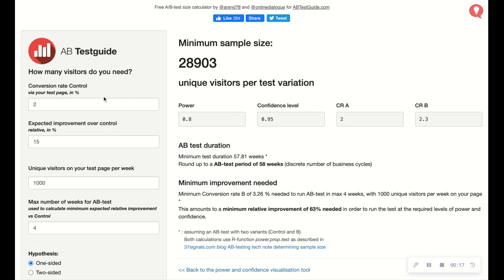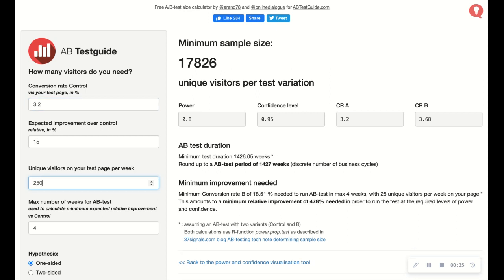So the two bits of information that you need are your current conversion rate and how much traffic you're currently getting. So let's say your current conversion rate is 3.2%, and you get about 1,000 hits to your site a month. So this is per week, so you're going to put in 250 hits a week, which is 1,000 hits a month.